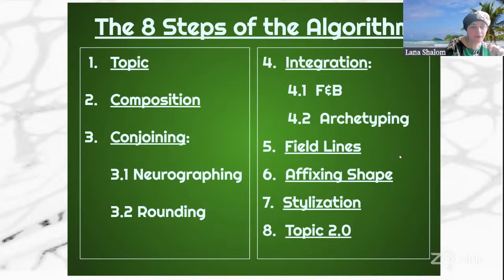The 4 steps in the middle, 3, 4, 5, and 6. It's actually more than 4 steps, right? Because we see number 4 has substeps, 4.1 and 4.2. Number 3 also has 2 substeps, neurographic and rounding. But in general, we refer to it as 4 steps. The 4 steps can be varied. Okay, this is an important part to be aware of.